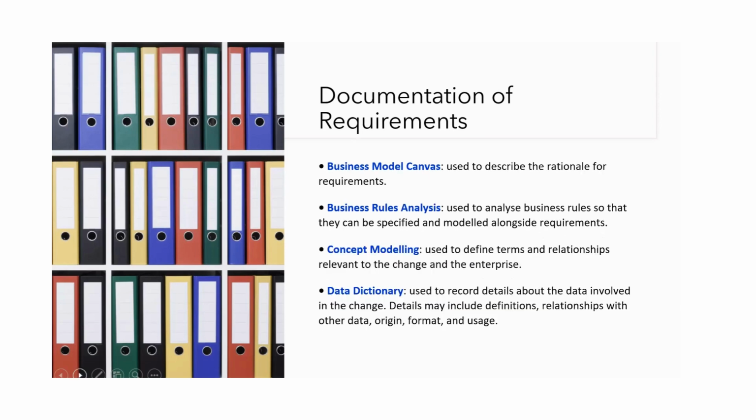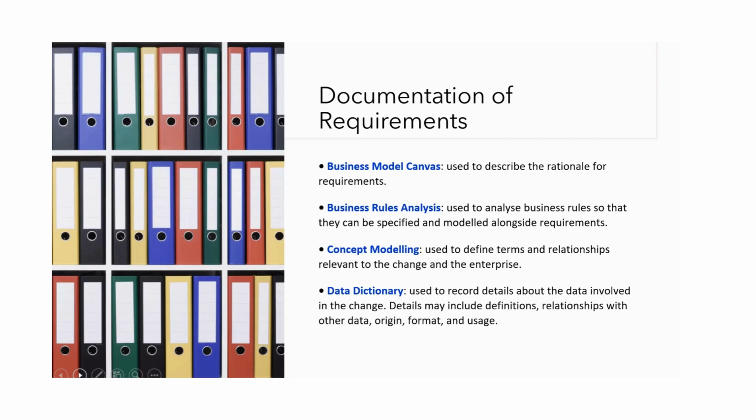Business model canvas, used to describe the rationale for requirements. Business rules analysis, used to analyze business rules so that they can be specified and modeled alongside requirements. Concept modeling, used to define terms and relationships relevant to the change in the enterprise. Data dictionary, used to record details about the data involved in the change.